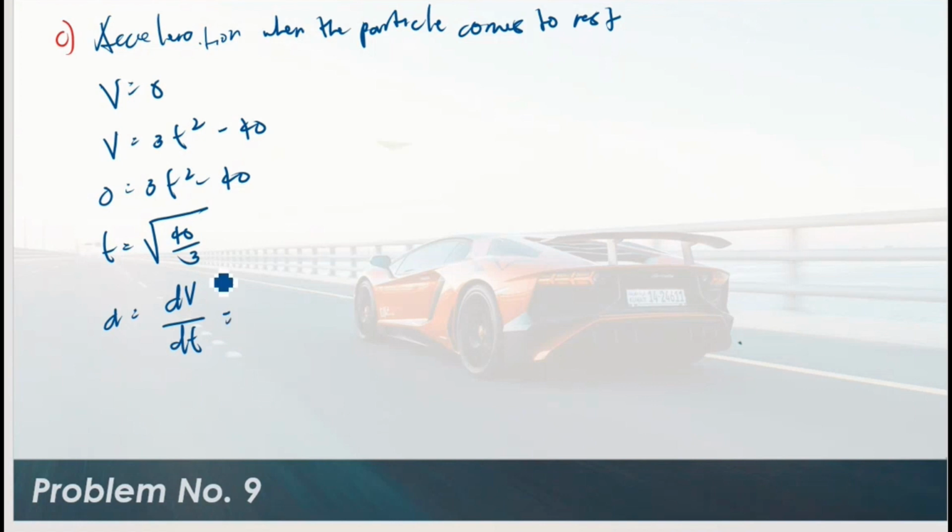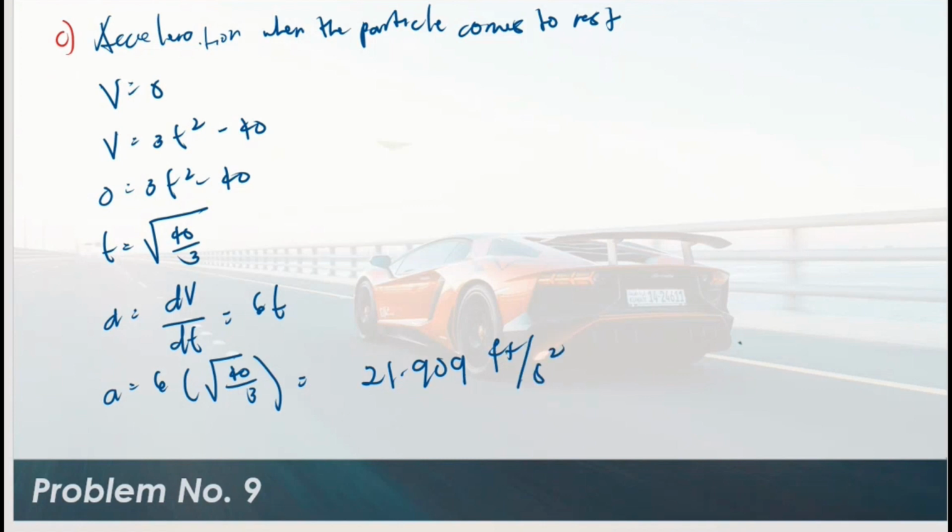Okay, if it is 3t squared minus 40, this will be equal to 6t. So, substituting, a is equal to 6 multiplied by square root of 40 over 3. Acceleration will be equal to 21.909 feet per second squared. So this is our answer in the last problem. Let's consider that if it comes to rest, the velocity is equal to 0. So that is our answer to that problem.